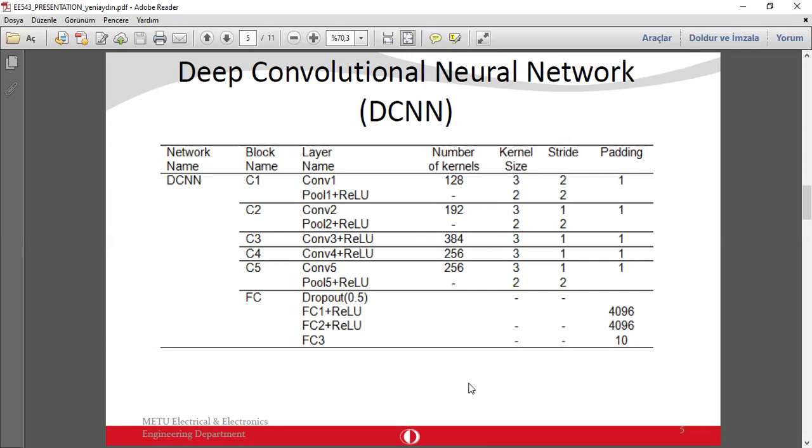In the fully connected layers, the ReLU activation function is utilized for the first 2 fully connected layers for the same purposes, and also dropout is utilized before the fully connected layers to reduce the overfitting problem. And at the end, we have 10 neurons to estimate one of the classes.